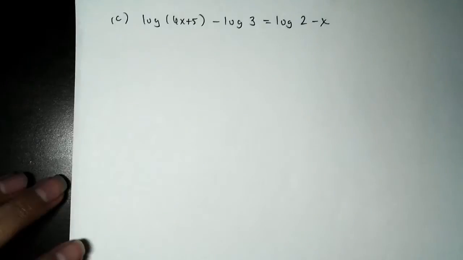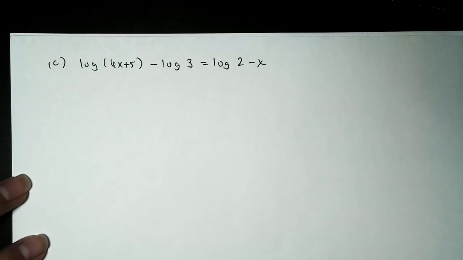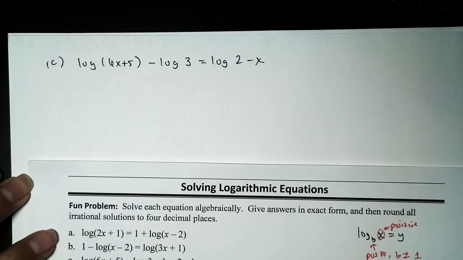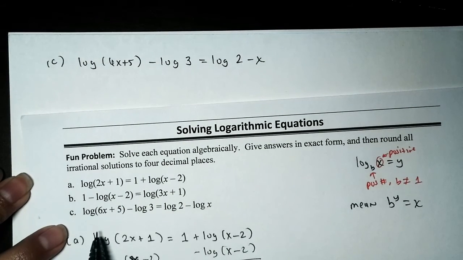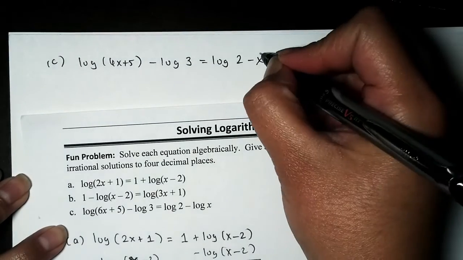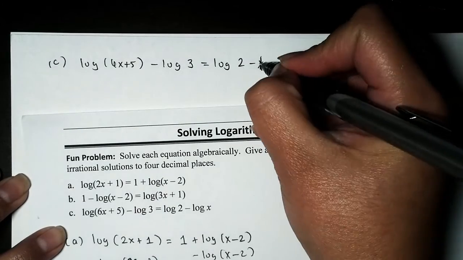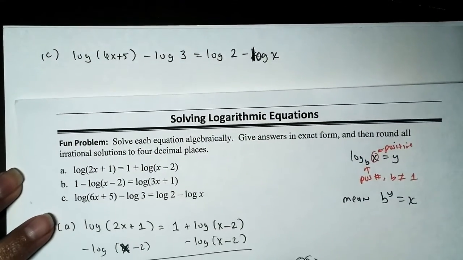Okay, so problem C, let me see if I wrote it correctly. Sorry about that. I think I did. No, I did not. Oh, I'm glad I caught this. Okay, so this is log of 6x plus 5 minus log 3 equals log 2 minus log x. Totally defeated the purpose of me pre-writing it. I think I wrote it correctly now.